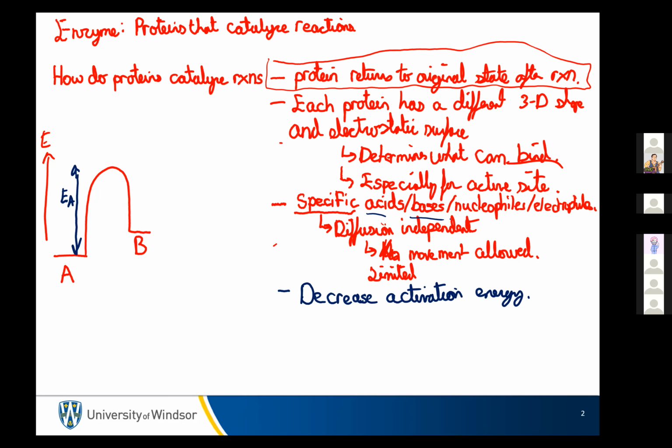Because there's two ways we can decrease the activation energy, right? What we need to do is make this difference smaller. Heat? Well, heat doesn't change the barrier. It just changes the energy available to overcome the barrier. So what happens if you add acid to a reaction? Let's say I have this reaction.